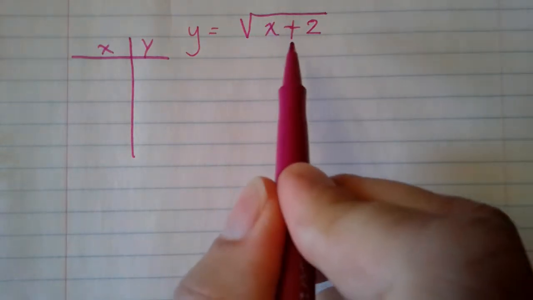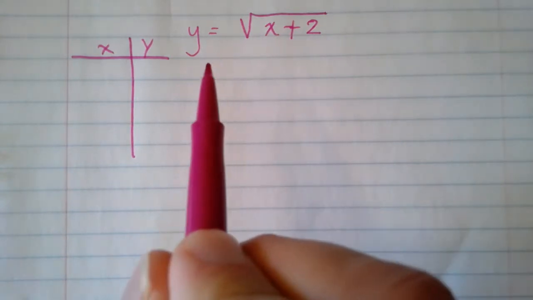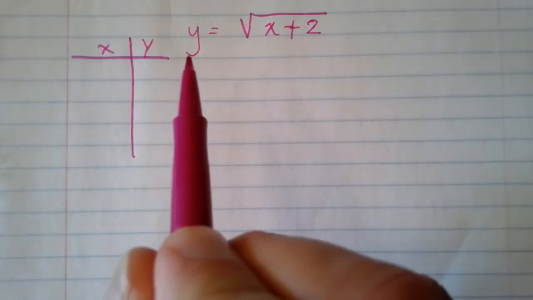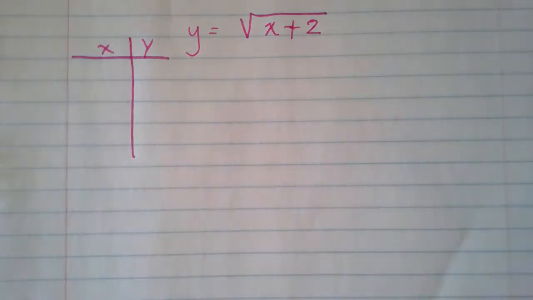But what I want to do is look here at my radicand and figure out what my domain could be. What's my domain? That's why we learned it. That's a great starting spot because that'll be either the smallest or the greatest part of your domain.